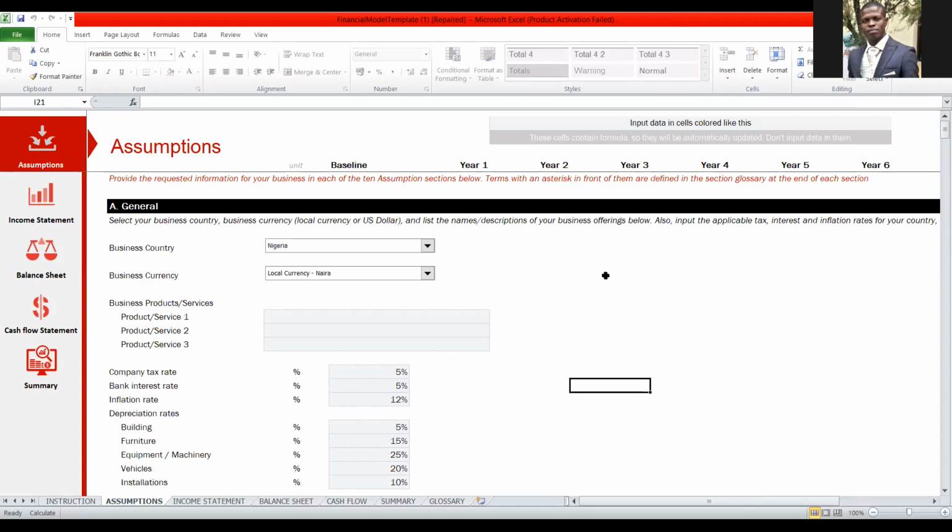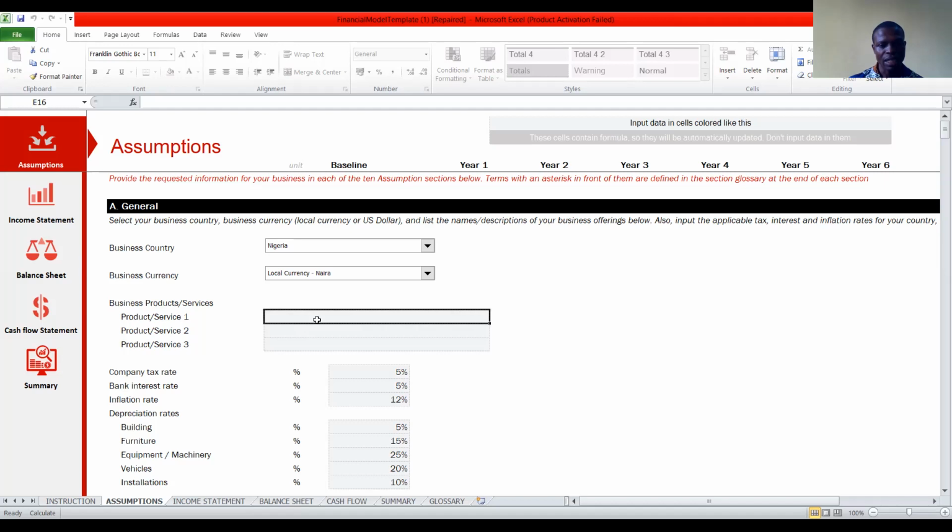All right, so I will be preparing a financial template for a palm oil processing business. You should also use this example to prepare your own financial template using your own business idea. So the country is Nigeria, the currency is Naira, and also the products and services.